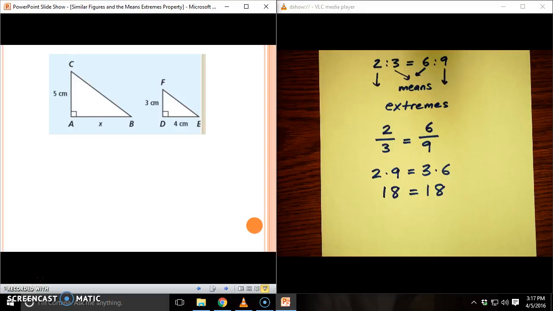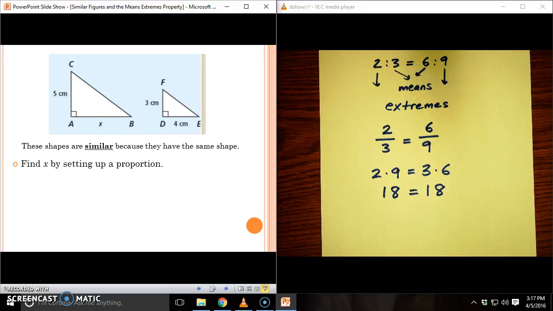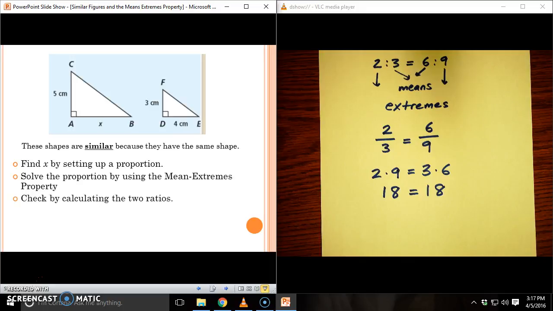So let's look at an example. Here are two right triangles, CAB and FDE, with different sides given. We would say these shapes are similar because they have the same shape. They're not congruent, but they are similar. I would find x, which is the distance of A to B, by setting up a proportion, solve the proportion by using the means extremes property, and I would check by calculating the two ratios.